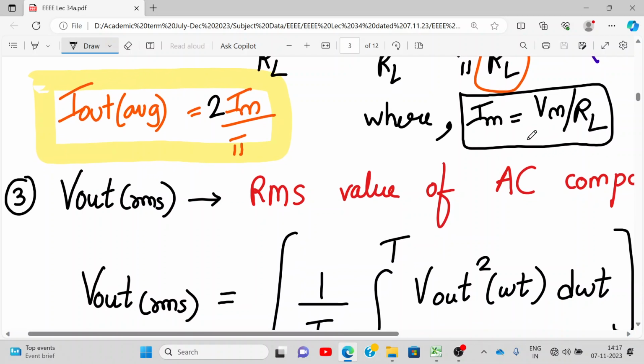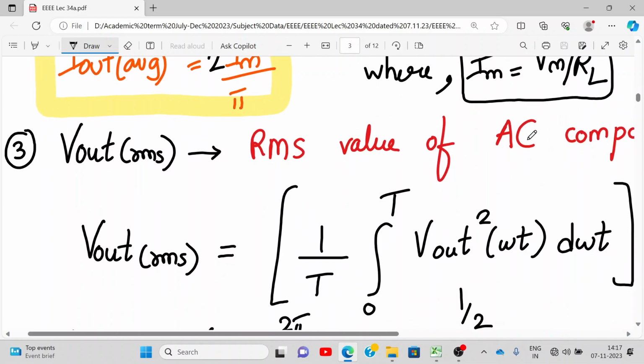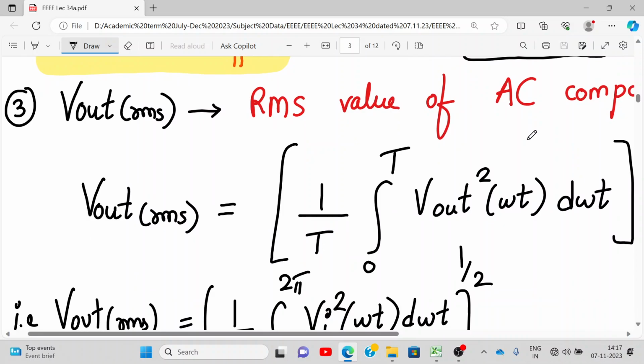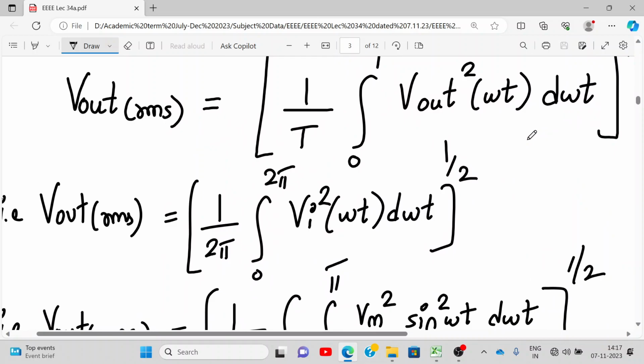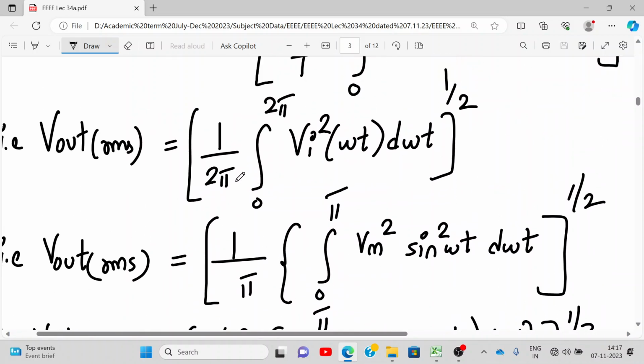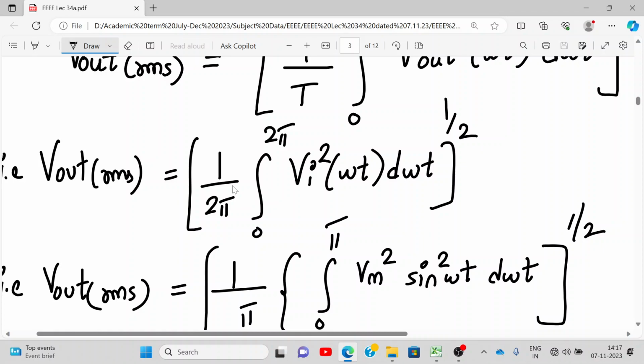Okay. Now next we find the RMS value of the output. RMS value of the AC component. It's not of DC, of the AC component. So how do you define it? V out RMS is 1 by T, integral 0 to T, V out square omega T d omega T, the whole raised to half. And here this goes from 0 to pi. So I'll write it over here till pi: 1 upon pi, integral 0 to pi, Vm square sine square omega t d omega t, raised to half.